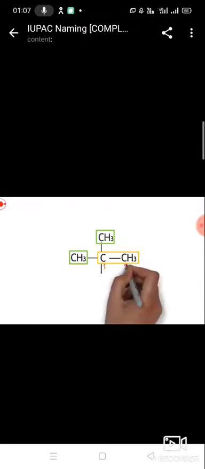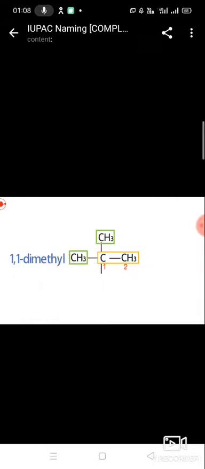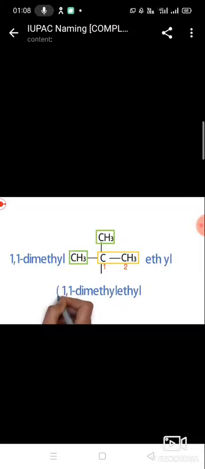You have to give the lowest number for the substituent. So on one carbon atom, 2 methyl groups are attached. 1,1-dimethyl. This is for the substituent. So 1,1-dimethyl is attached with the ethyl group. So 1,1-dimethylethyl. And next, what is the side chain there, that you have to see. It's a substituent side chain. Substituent side chains you have to give in brackets.